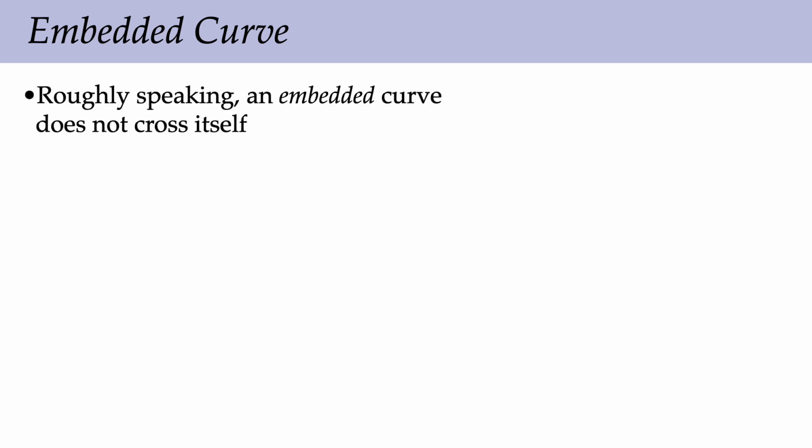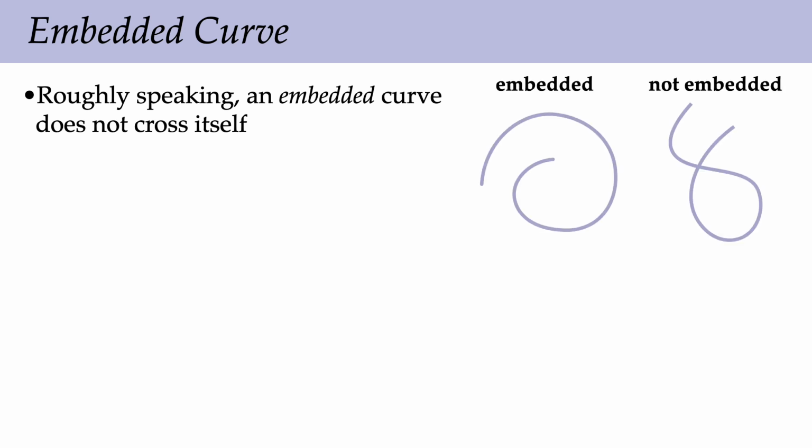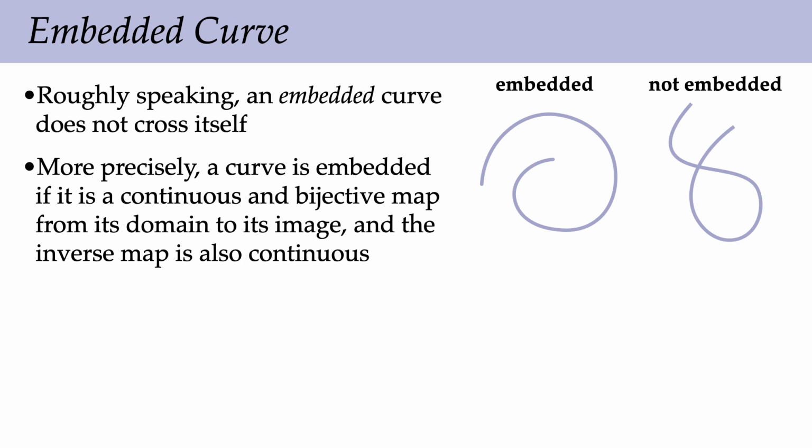Okay. A different notion of nice that often comes up is the idea that your curve is embedded. So roughly speaking, embedded means that the curve does not cross itself. So a good mental cartoon is this curve is embedded, this curve is not embedded. To give a more precise definition, a curve is embedded if it is a continuous and bijective map from its domain onto its image, and if the inverse of that map is also a continuous map.